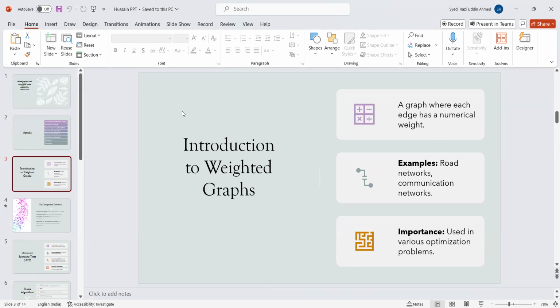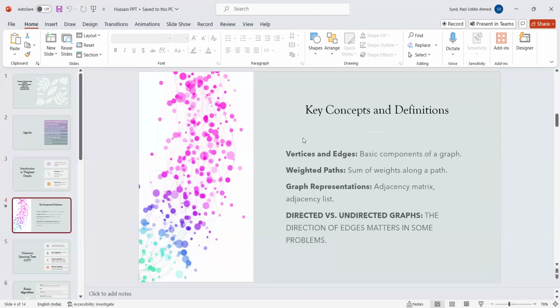So, the importance of weighted graphs. Weighted graphs are crucial for solving many real-world problems where you need to find optimal solutions based on the weights of the edges. For instance, they help in finding the shortest path between locations, optimizing network flows for data or resources, and designing efficient transportation and communication systems as well. So we'll go to the next slide.